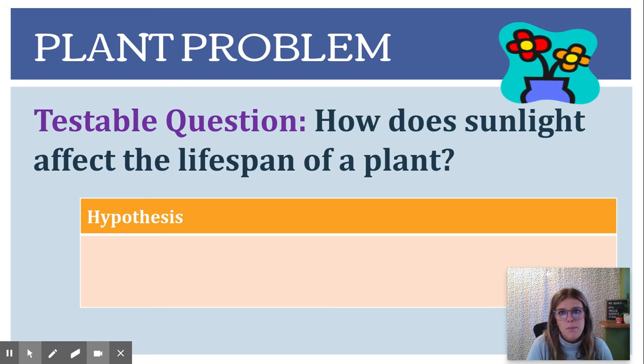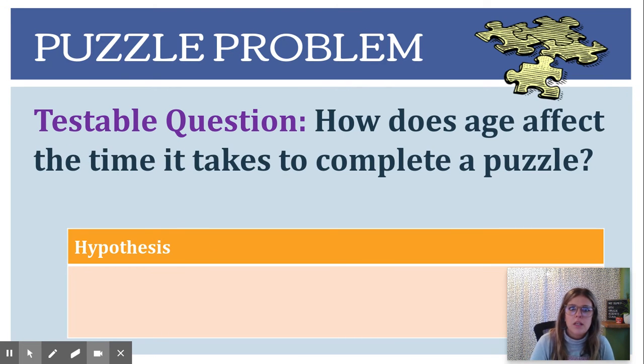A good hypothesis might be if a plant does not receive enough sunlight, then it will die at a faster rate because plants need sunlight to survive. The testable question here, how does age affect the time it takes to complete a puzzle? Your hypothesis could be if the child is older, then it will take them a shorter amount of time to complete the puzzle because our brains are more developed as we get older. It's a good because, right?